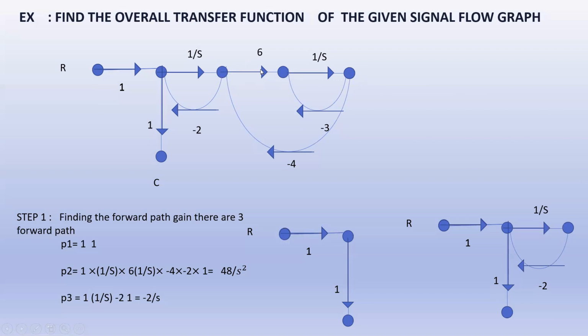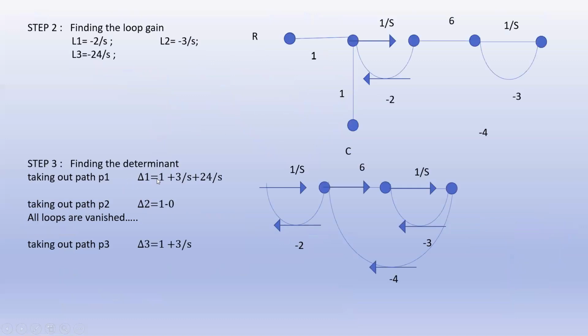So if we add these individual loop gains, that is 24 by s and 3 by s, we can find the determinant of forward path p1. We have 1 plus 3 by s plus 24 by s, that is, this bigger loop and this smaller loop. We have added that, and there are no non-touching loops, so we have nothing more to add. So this is the determinant if we isolate the path p1.